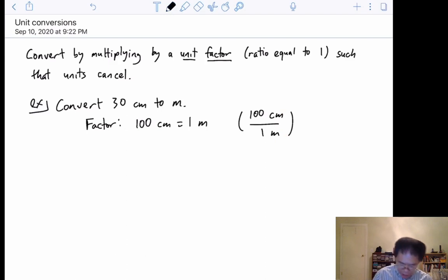So to convert our units, if we have 30 centimeters, we have to multiply by this unit factor in the right way, such that the units appropriately cancel. That's where things can get just a little bit tricky, because we have to watch what we want to cancel. Here we want to cancel the centimeters. When I wrote this ratio out, centimeters was in the numerator, so I actually have to turn this factor upside down.